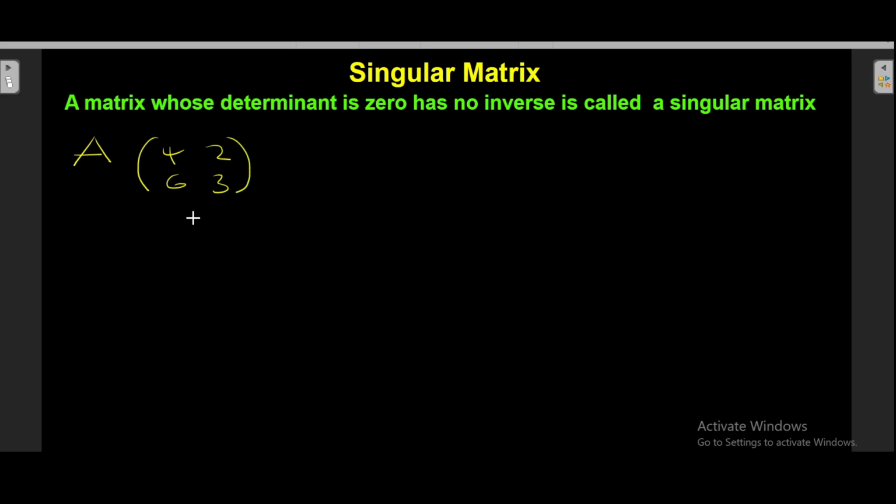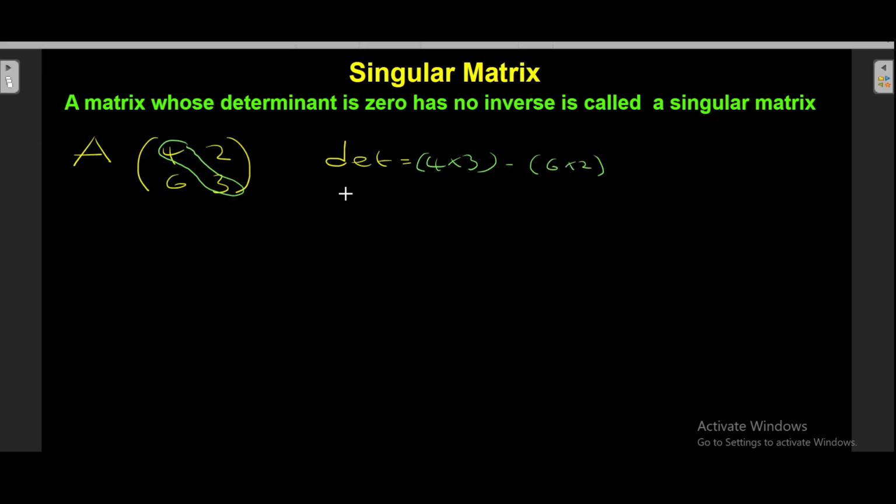Let me try to find the determinant of this matrix. Remember, I told you that to get the determinant, we take the leading diagonal minus the minor diagonal. In this case, this is going to be our leading diagonal, as you can see there. Therefore, we're going to say 4 times 3. That's our leading diagonal. Minus my minor diagonal, in this case, is going to be 6 times 2.